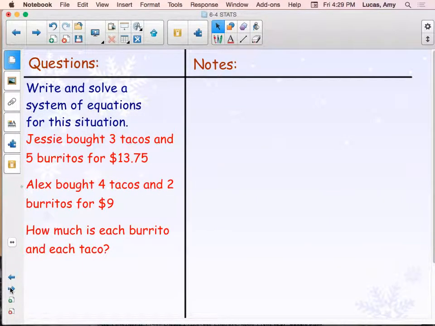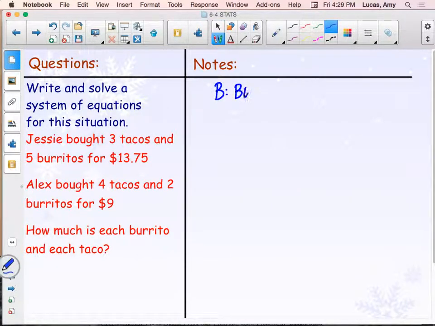For our second example, it says write and solve a system of equations for this situation. Jesse bought 3 tacos and 5 burritos for $13.75. Alex bought 4 tacos and 2 burritos for $9. How much is each burrito and each taco? All right, well, I am going to use B for burritos. So I'm going to define some variables here. And T for tacos. So then I need two equations. So it looks to me like I would use one equation for Jesse and one for Alex.